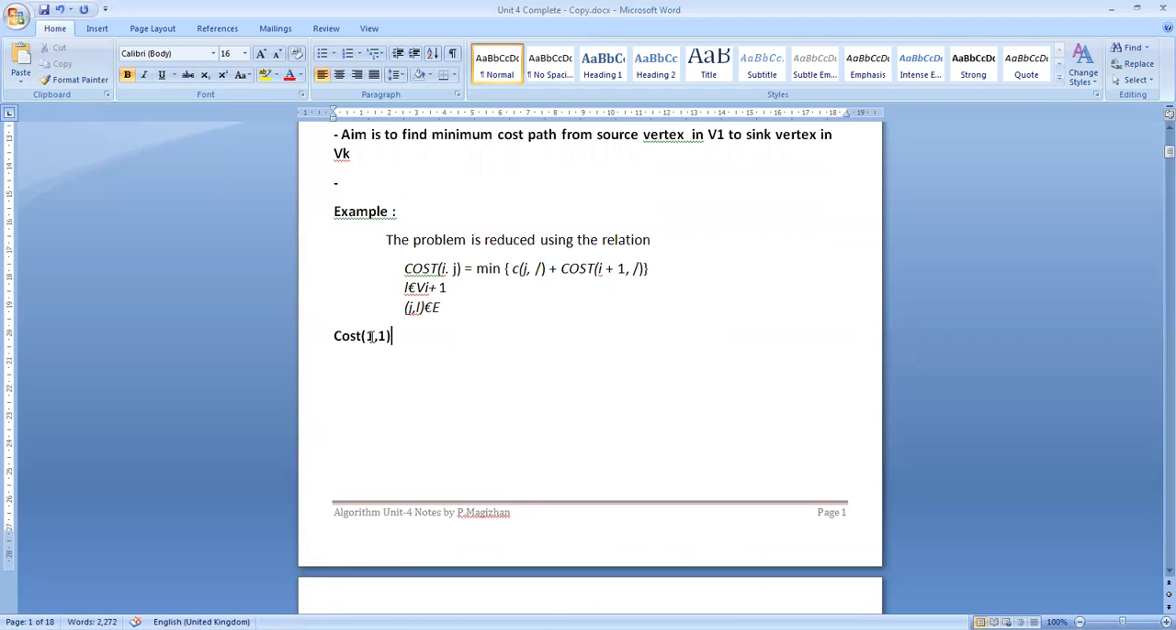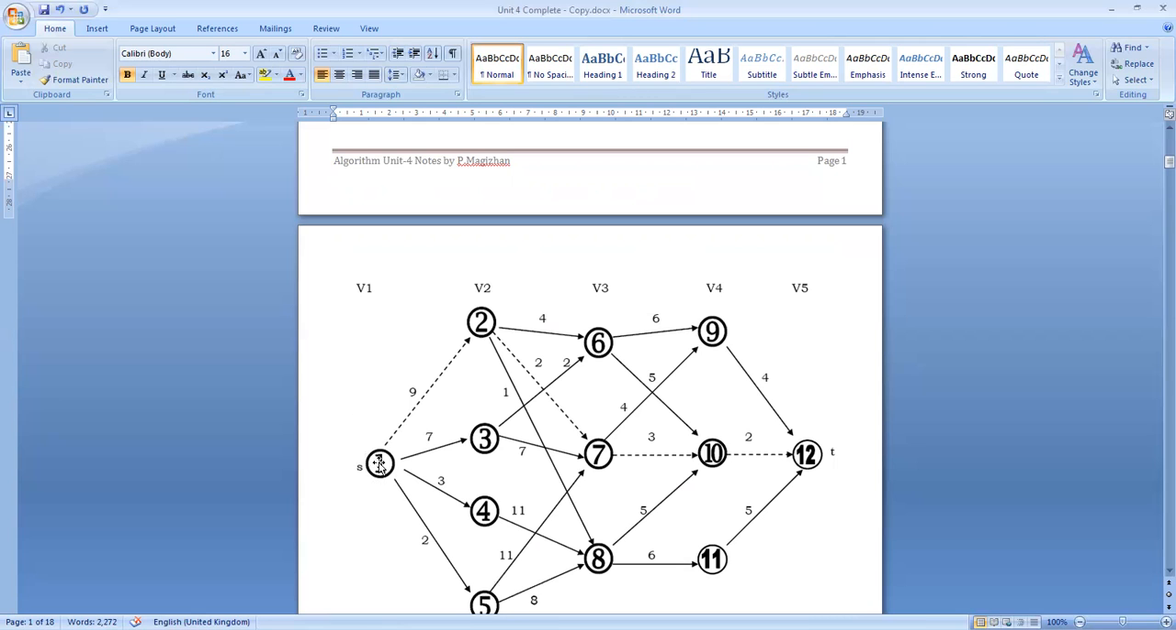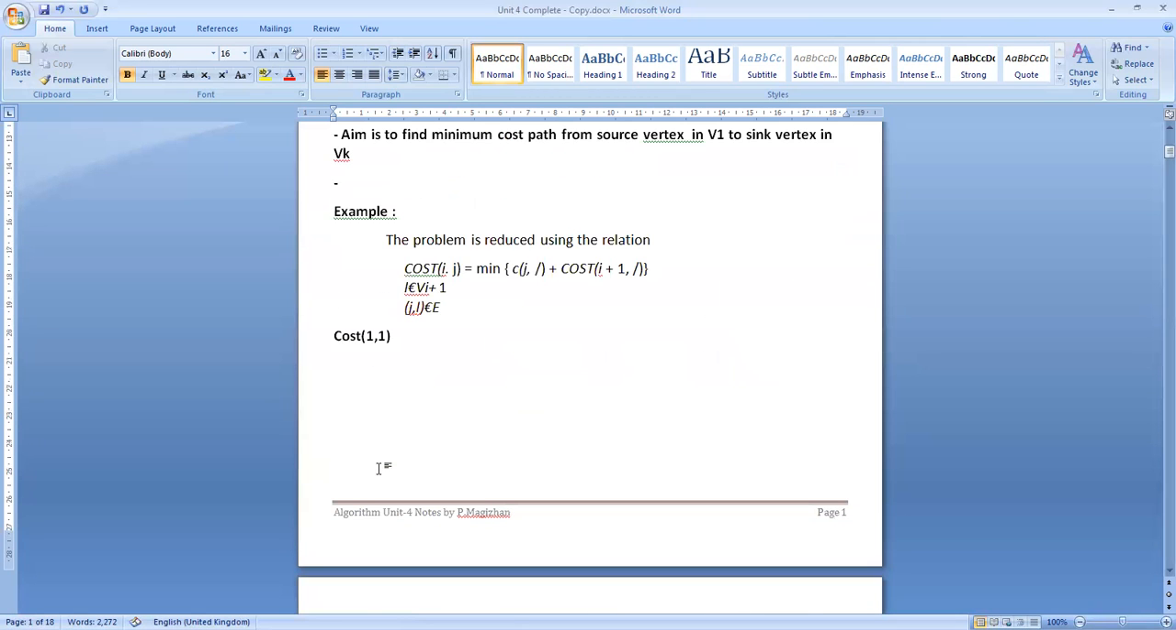Cost of 1 comma 1. This 1 means stage number, this 1 means vertex number. Okay, what is the cost of this vertex? From here you go to... equal to minimum of C of J comma L. What is this J? J value is this 1, comma, then L belonging to the next stage. So this is stage number. What is the next stage?